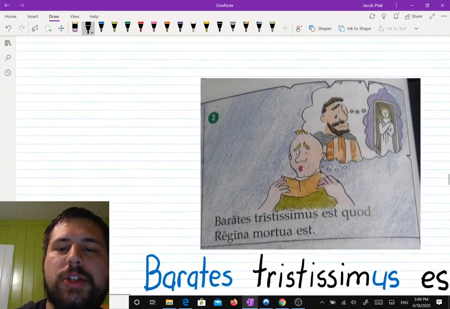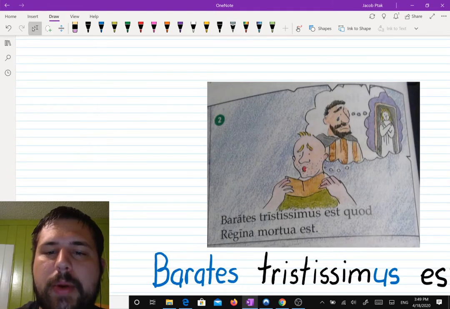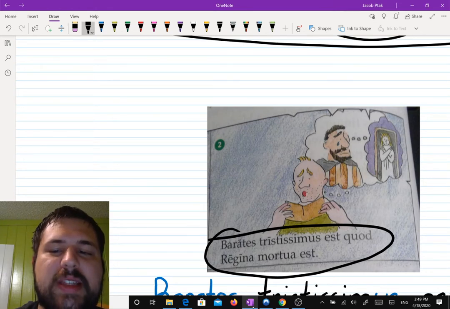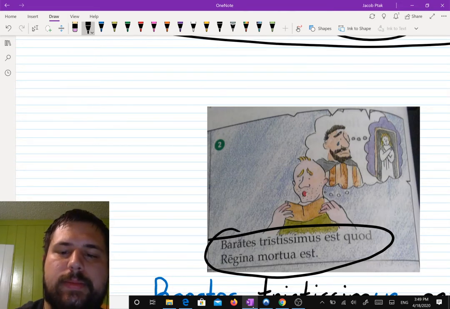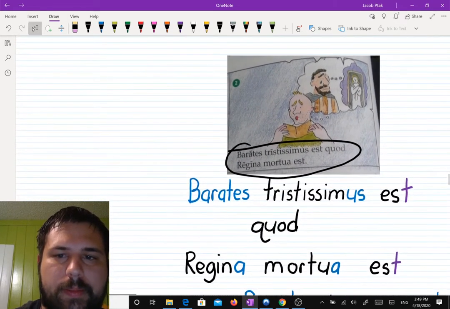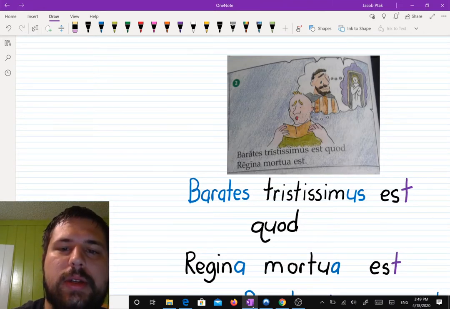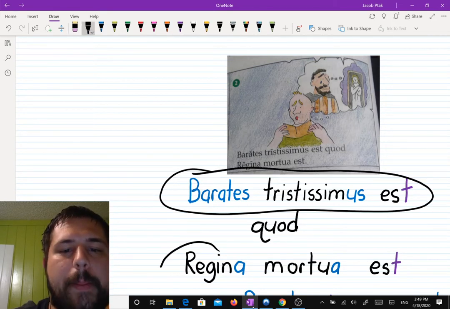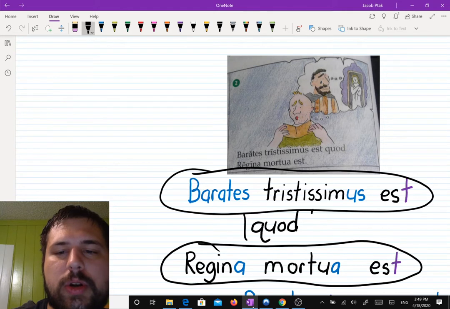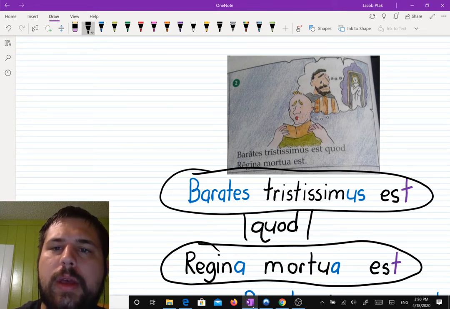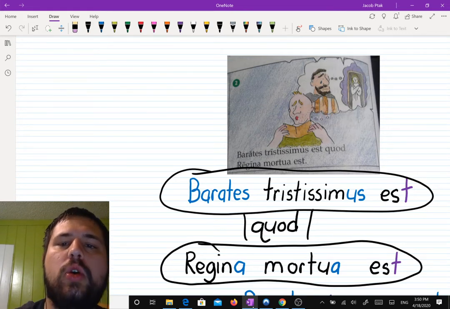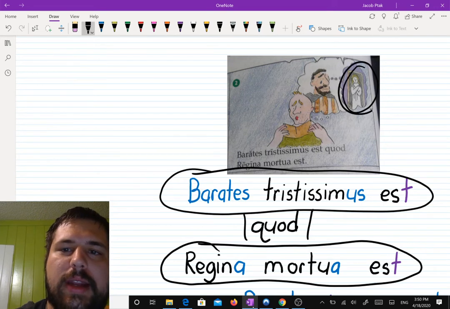Number 2. I'm going to read it to you first, and then I'm going to break it down. Barates tristissimus est, quod regina mortua est. Okay, let's break this one down. If you look at the sentence, you have two parts that have the same sort of setup, but are connected by this word in the middle, quod. Barates tristissimus est, quod regina mortua est.